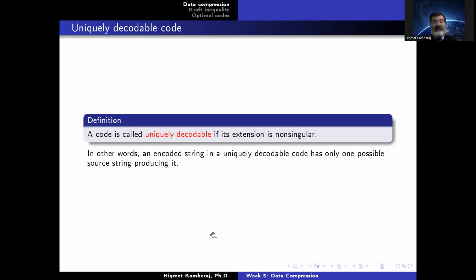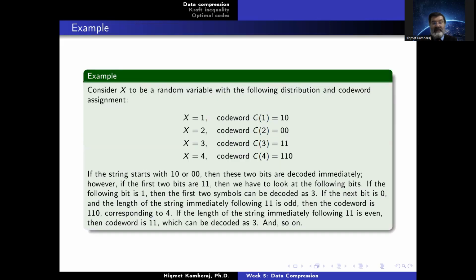Another definition is uniquely decodable codes. A code is called uniquely decodable if its extension is non-singular. In other words, an encoded string in a uniquely decodable code has only one possible source string producing it. All right, and this avoids ambiguity. However, there is a problem with this that I'm going to describe in the following.